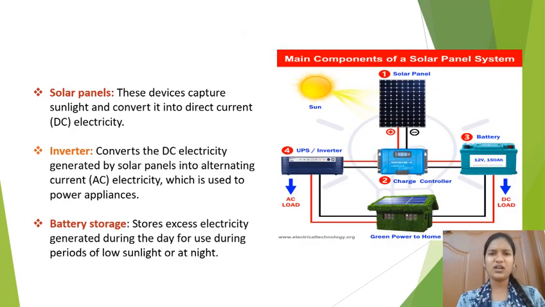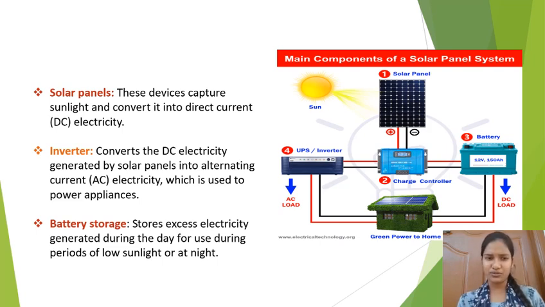Next, see the main components of solar panel system. First, sunlight travels to the solar panels. These devices capture the sunlight and convert it into direct current electricity. From the solar panel, it is connected to the charge controller. From the charge controller to the battery and also the inverter. Inverter converts the DC electricity generated by the solar panels into alternating current electricity, which is used to power appliances.